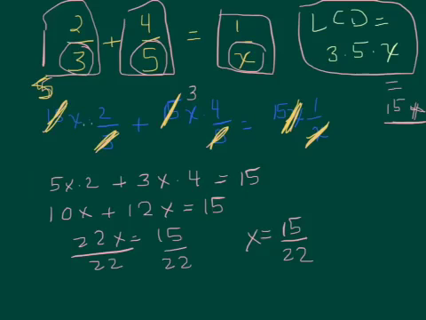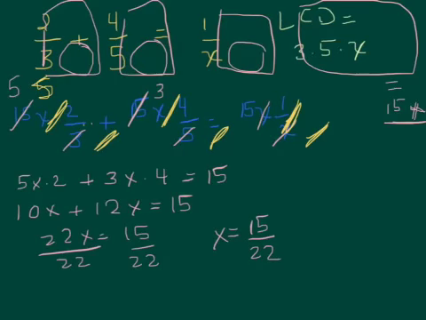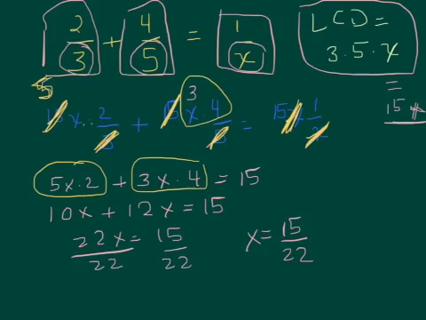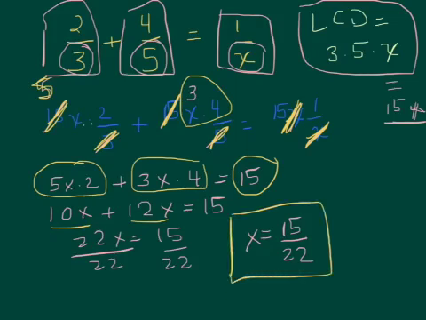And when we simplify that, we are left with, in our first term, 5x times 2 plus 3x times 4, and 15 on the other side. And when we simplify, we've got 10x plus 12x equals 15, and that gives us 22x equals 15, divide by 22, and we've got x equals 15 over 22.